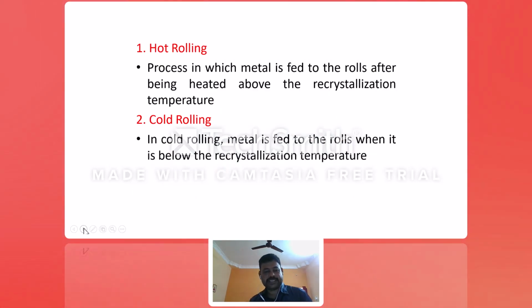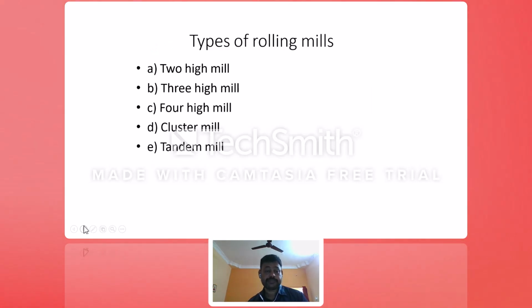Hot rolling, as I said earlier, is heating above the recrystallization temperature and then doing the rolling. Cold rolling means the metal is fed below the recrystallization temperature, sometimes at room temperature also. Some soft metals like aluminum, tin, and zinc, you need not heat. Again, if you heat, what happens? Oxidation is another problem, and that oxide scale formation you have to remove through some other process. Therefore, for soft metals, cold rolling is always preferred.